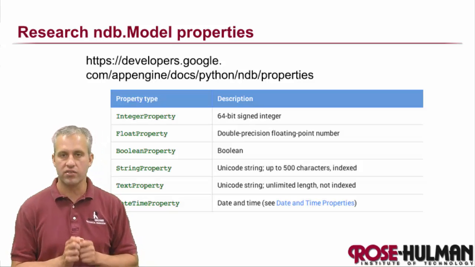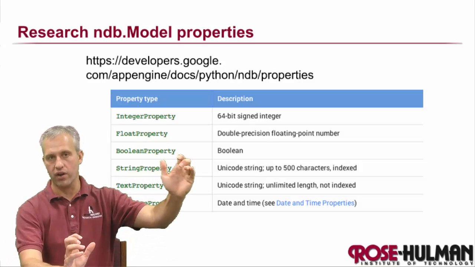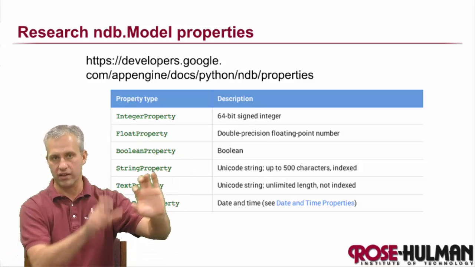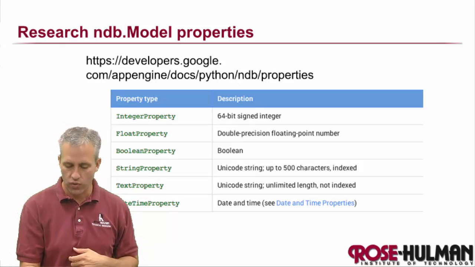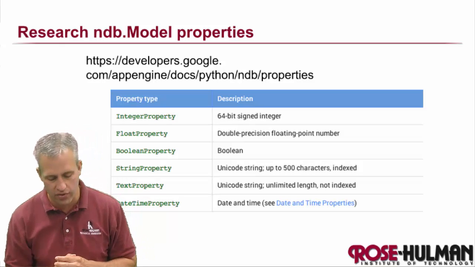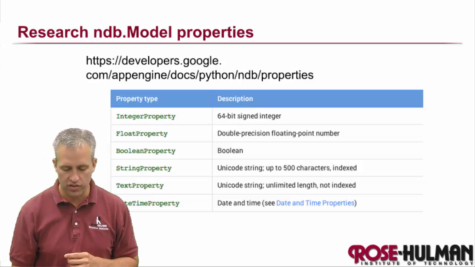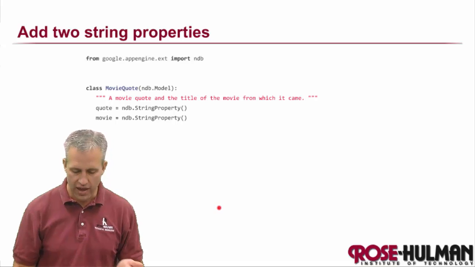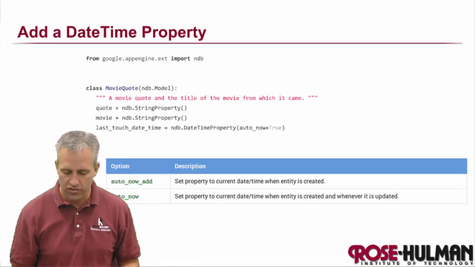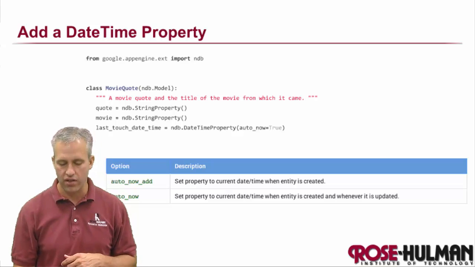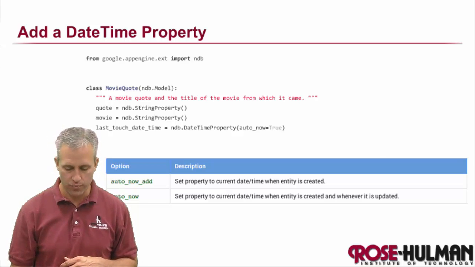Text property is like if you want to store a book, you don't want it to be searchable like a short string. So there's actually two. There's string and there's text. We're going to be using strings. Ours are well under 500. And then the last one we're using today is this DateTimeProperty. So we added those two strings, and we added the last touch date time. You can see there's some notes in here about the auto_now versus auto_now_add.